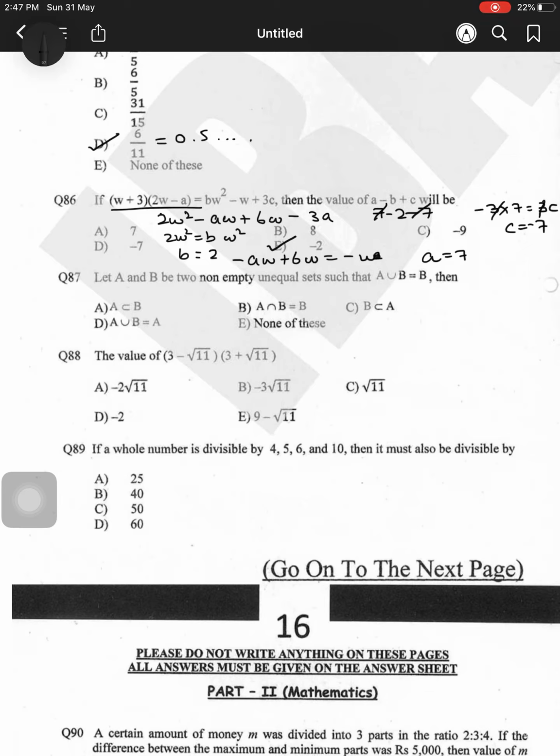The next question I'm not going to solve. I'm just going to tell you the answer, and I don't feel that this needs to be solved. It's completely logical, and it's going to be A.